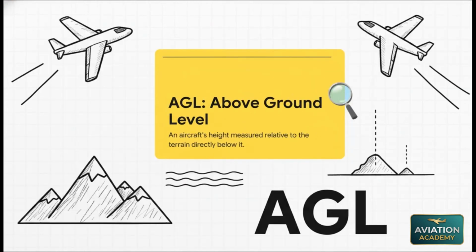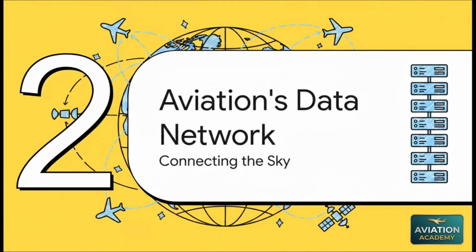And the last one for this section, AGL, which means above ground level. This is an aircraft's altitude, but it's measured from the physical ground directly beneath it. This is incredibly important when you're flying over, say, a mountain range. Your height above sea level could be thousands of feet, but your height above that mountain peak, your AGL, is the number that really matters. All right, let's keep building here.